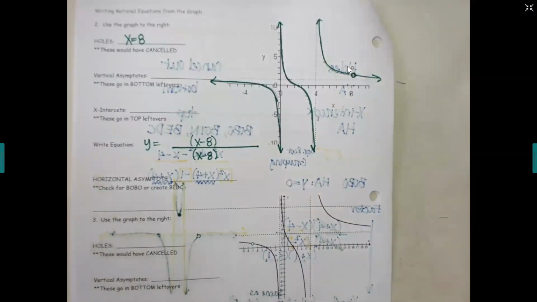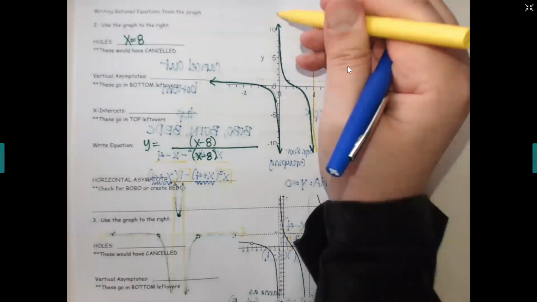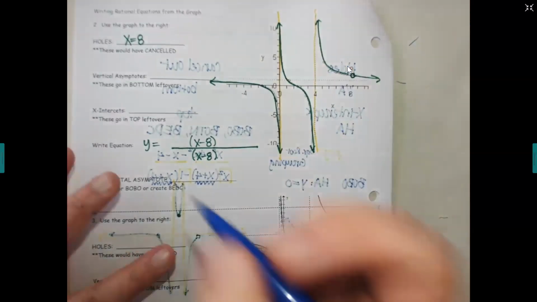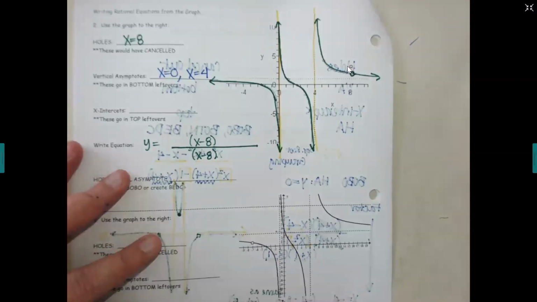It'd be 0, yeah, so you have the one here at 4, that's correct. Okay, but then we also have one here at 0. That kind of splits the graph a second time. So put x equals 0 and x equals 4. Where do vertical asymptotes go? Take a peek back at your first page if you don't remember. On the bottom is correct.